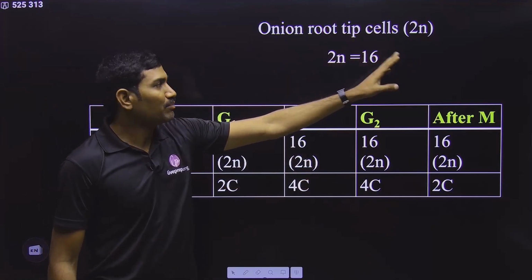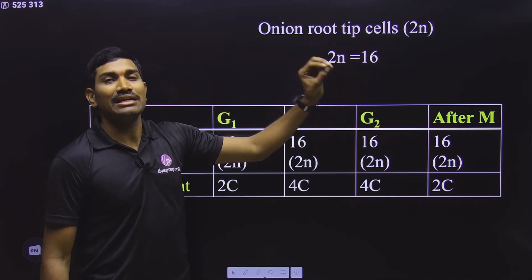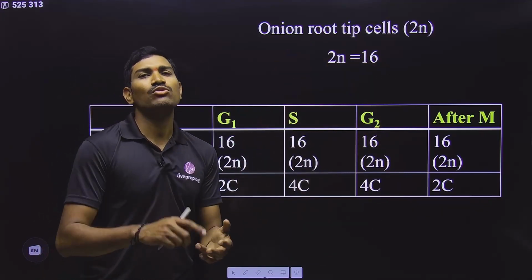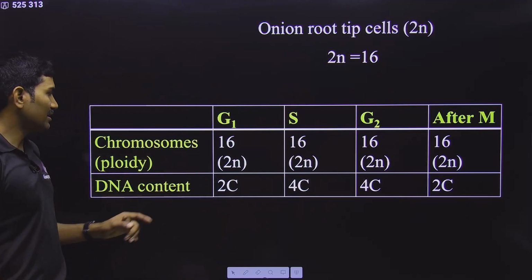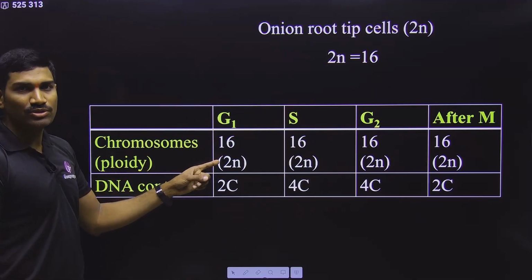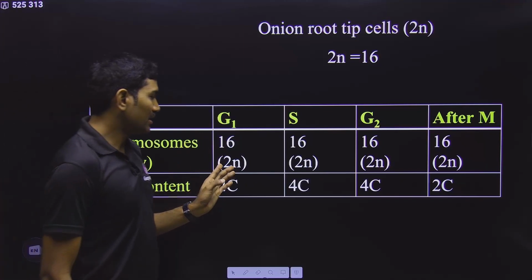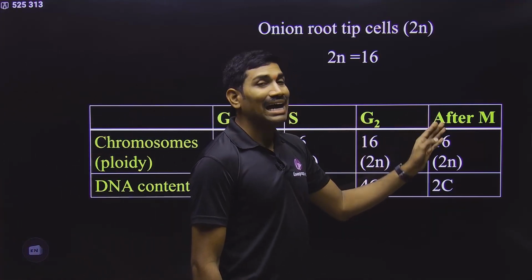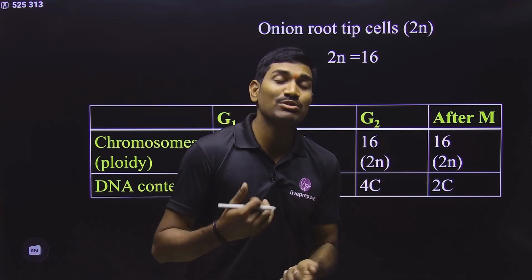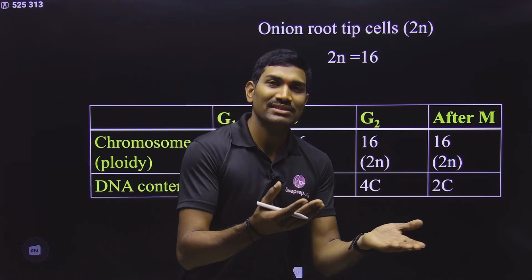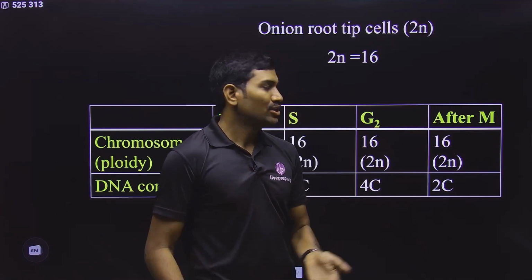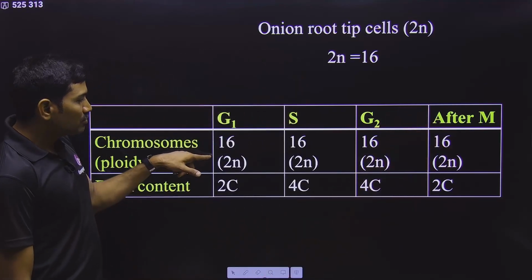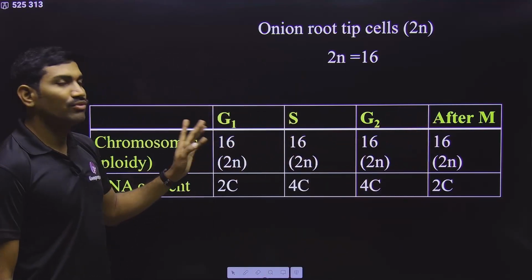So actually it is diploid, and in the diploid condition, it is having 16 chromosomes. So in the haploid, how many will be there? 8 chromosomes will be present. Now in the G1 phase, how many chromosomes? 16 chromosomes will be there. That means diploid. In the S phase also it is diploid. G2 phase also it is diploid. After M phase means what? After M phase again, G1 phase only will come. So after M phase means again G1 phase only. So this is the ploidy, this is the number of chromosomes.